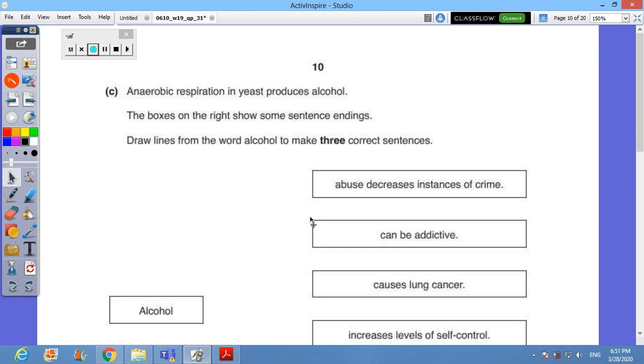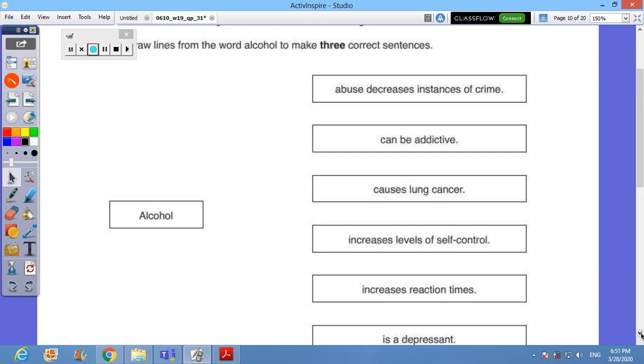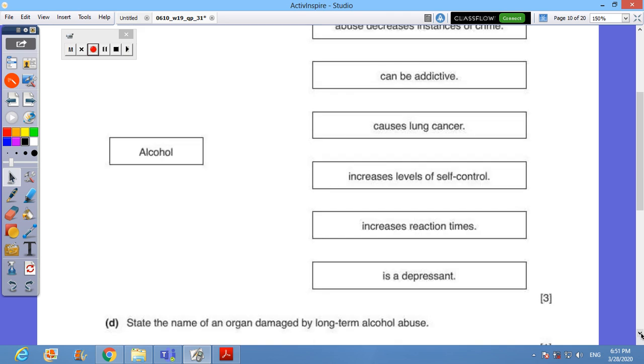Next part. Anaerobic respiration in yeast produces alcohol. The boxes on the right show some sentence endings. Draw a line from the word alcohol to make 3 correct sentences. For example, I'll read the choices, all of them. Abuse decrease instance of crime, can be addictive, causes lung cancer, increases the level of self-control, increase the reaction time, is depressant.